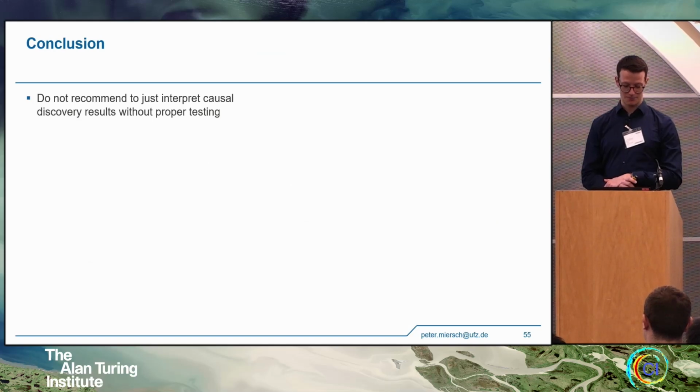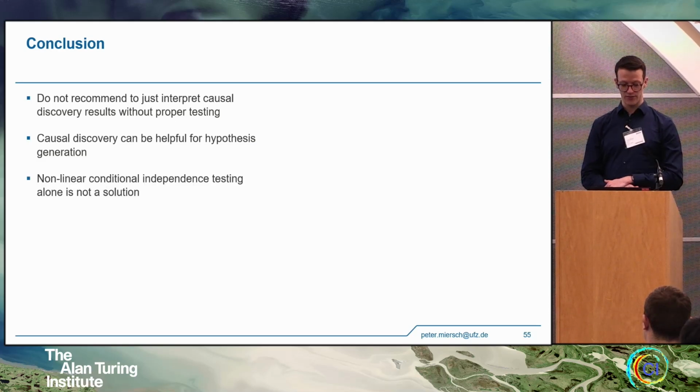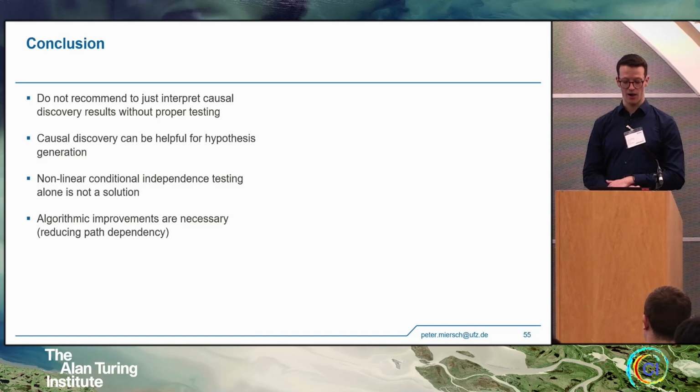To conclude, I would not recommend to just interpret causal discovery results without proper testing. And in general, you can use causal discovery as a very powerful hypothesis generation tool, but just using nonlinear conditional independence testing is not a solution to the problems that you might have with causal discovery. And there are algorithmic improvements that are necessary to reduce the path dependency of causal discovery.